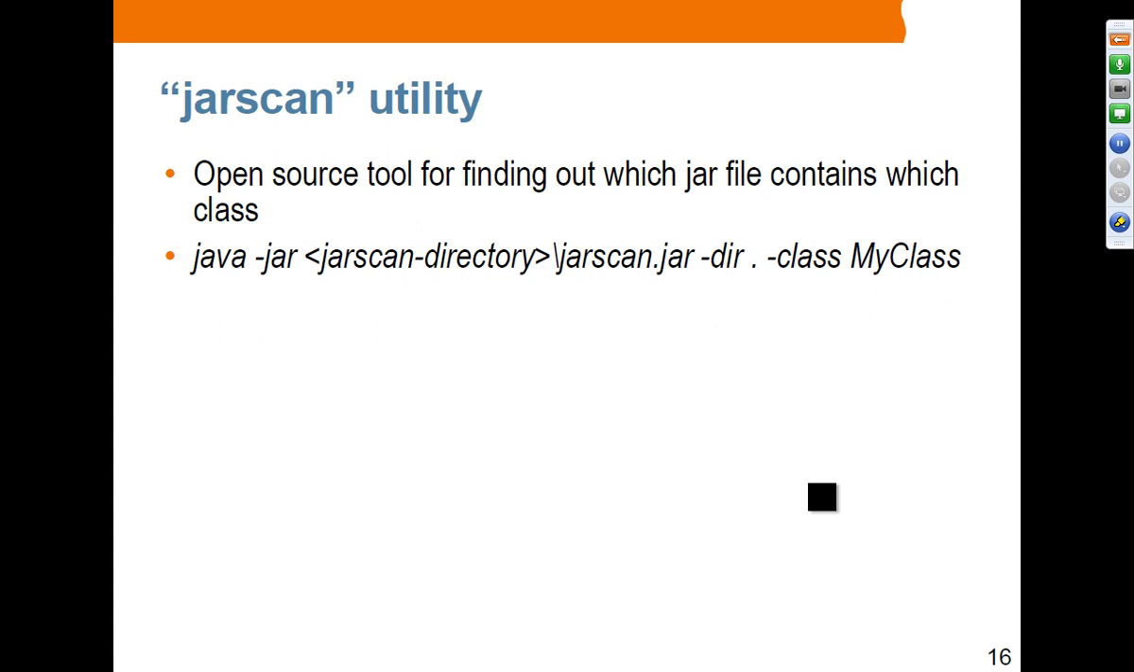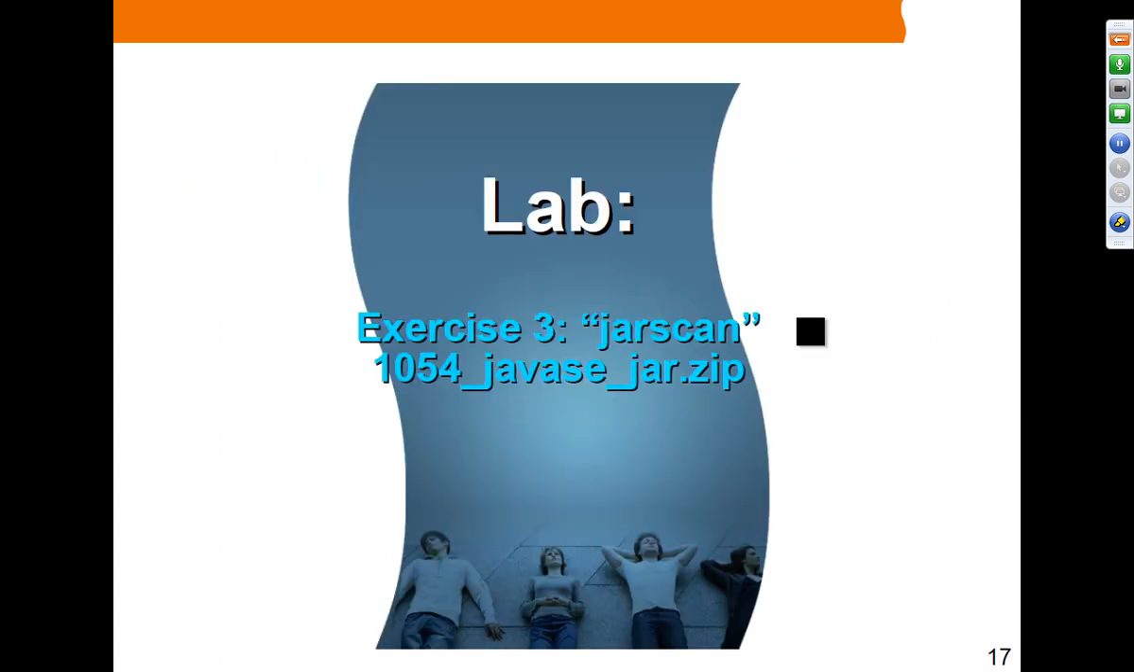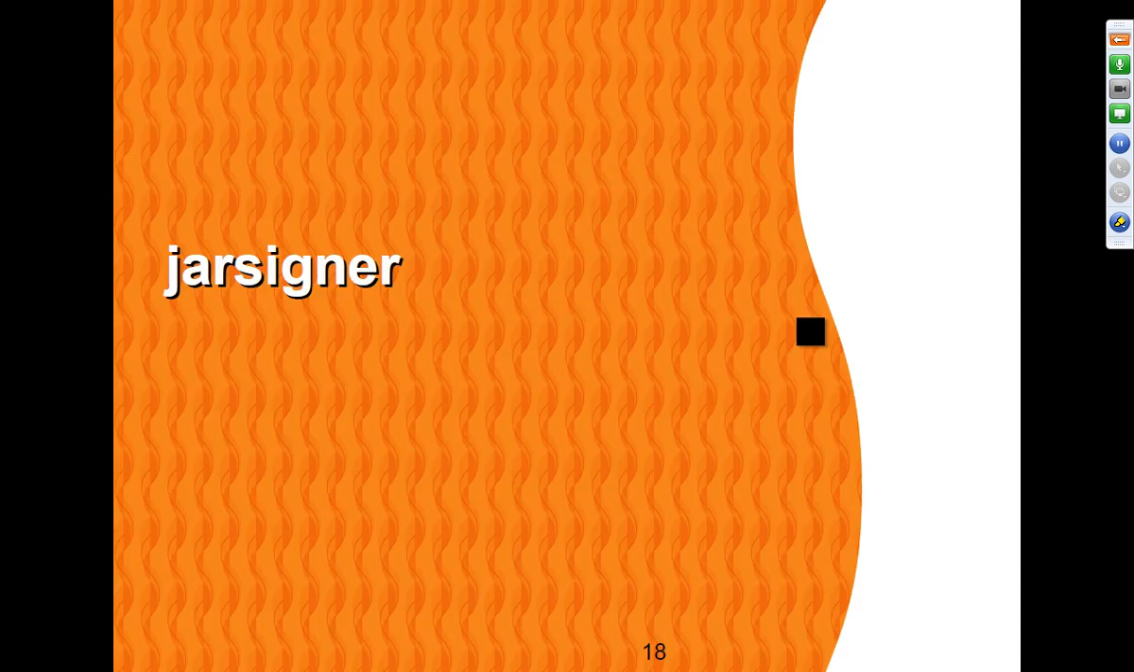Okay, so you can use this jarscan command: java -jar jarscan.jar. You can tell that the jarscan.jar file is the application packaged jar file. Okay, and then you specify the class you want to find, my class. What happens in this case is my class will be searched for in all the jar files under the current directory. Okay. All right. So we're going to try the jarscan in exercise 3.